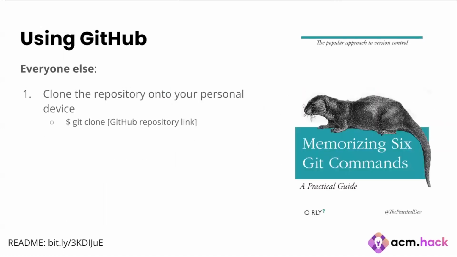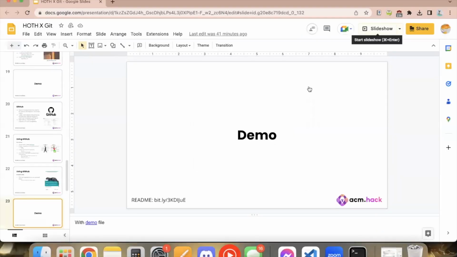And then everyone else on the team now has to get a copy of the repository on GitHub onto their own personal devices. You can do this with the git clone GitHub repository link command. The URL is the same one used in the earlier one. And then you'll be all set. Now let's demo that real quick.